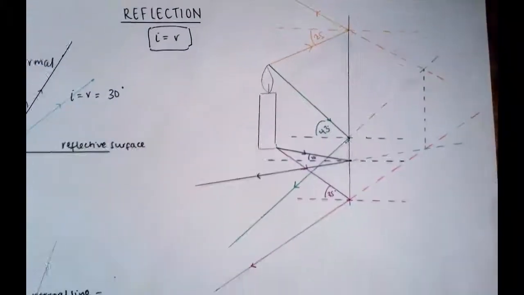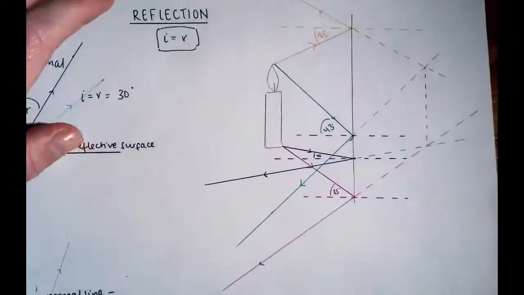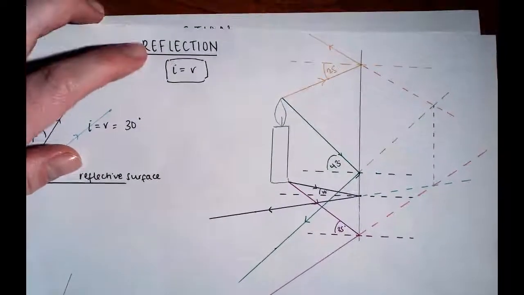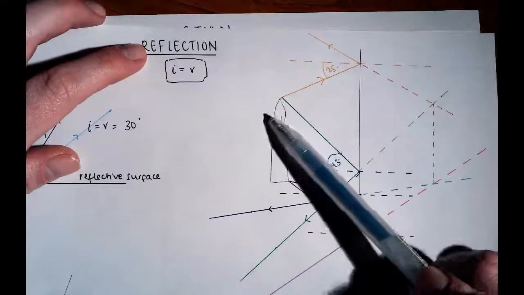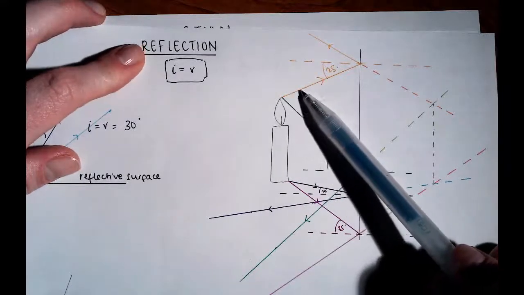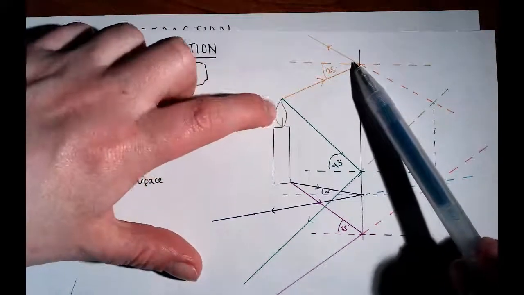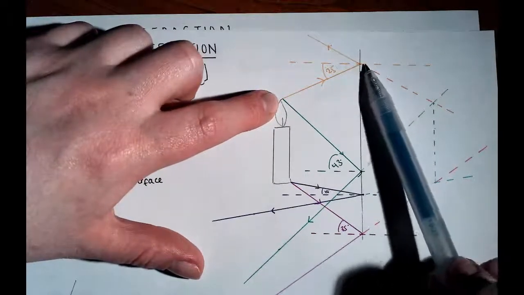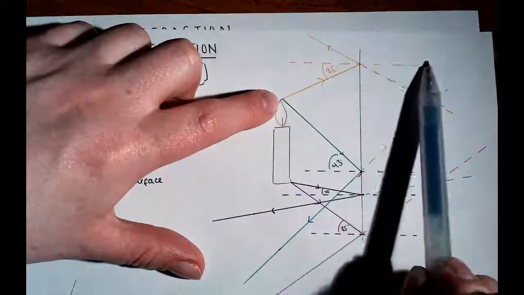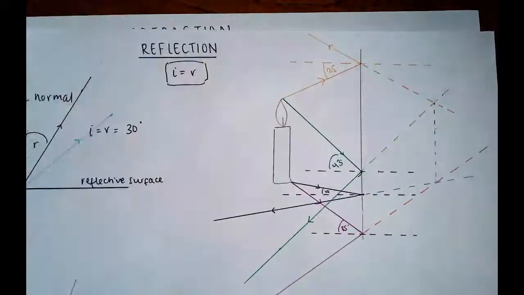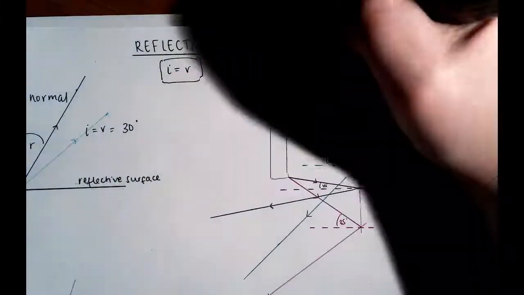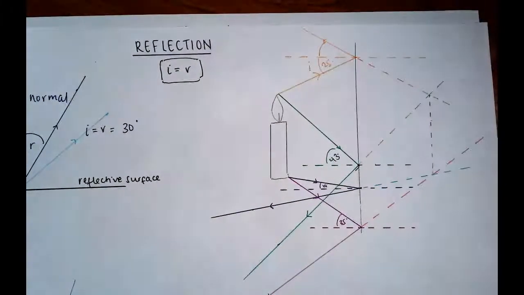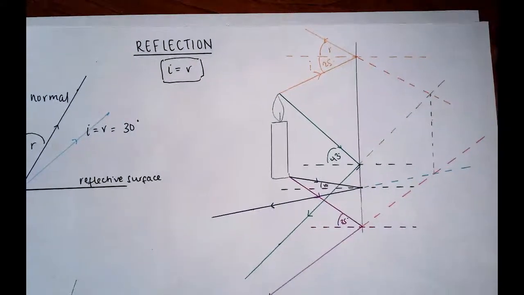I'm going to talk through the colours because I've used them to try and make this make a little bit more sense. I've got a yellow line, which represents a light ray that is coming from the top of the candle tip. Where that hit the mirror, I drew a normal line and I measured my angle of incidence. So this is my angle of incidence and this is my angle of reflection for this ray. So this is R, which is also 25 degrees.